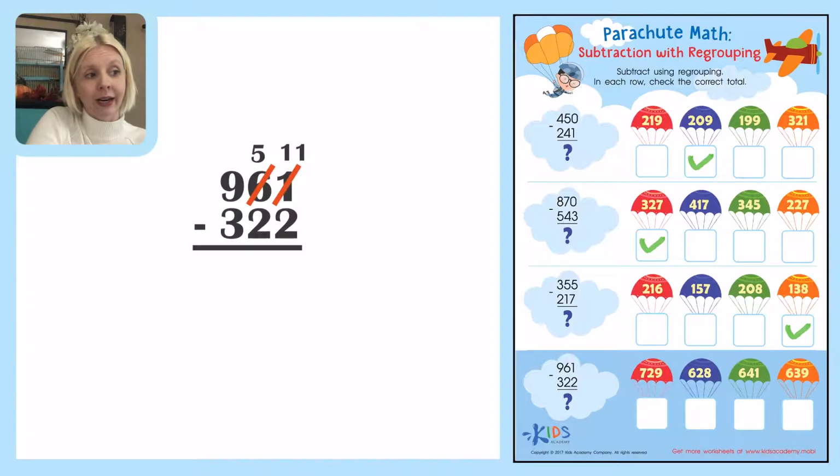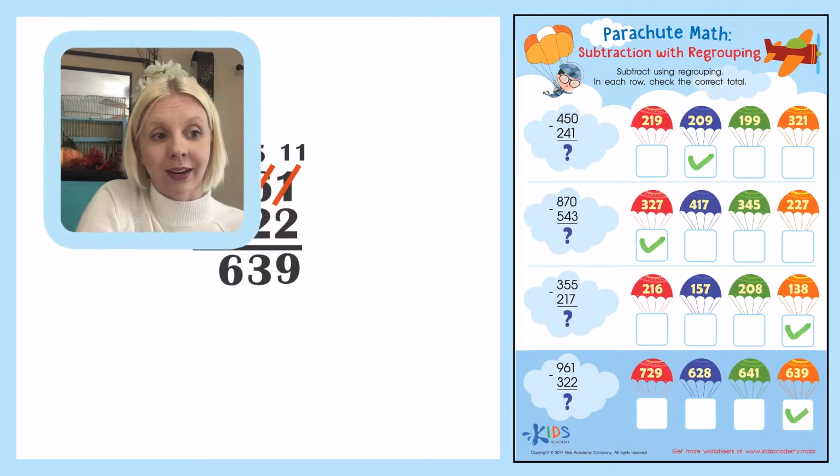So 11 minus 2, so 11, 10, 9, okay? 9 down here in the ones place. And then 5 minus 2 is 3, 3 in the tens place. And in the hundreds place, I've got 9 minus 3. So I have to try to think 9, 8, 7, 6, okay? So I've got 639. Now I'm gonna find that answer down here, 639. Oh, there it is, the last one.